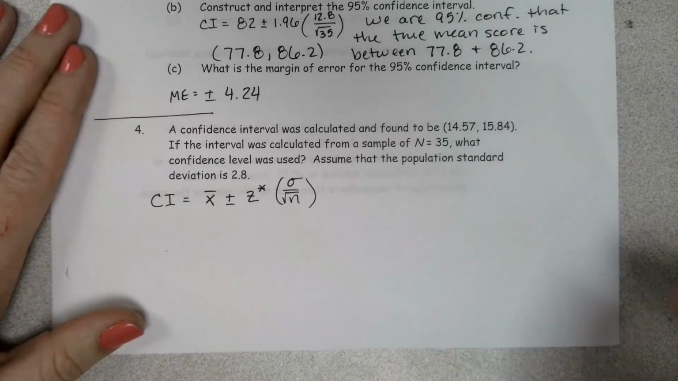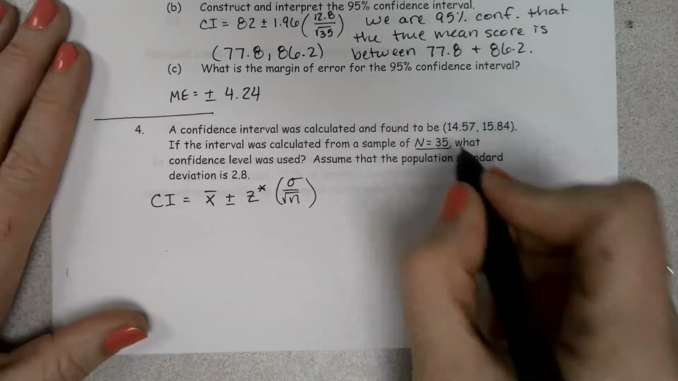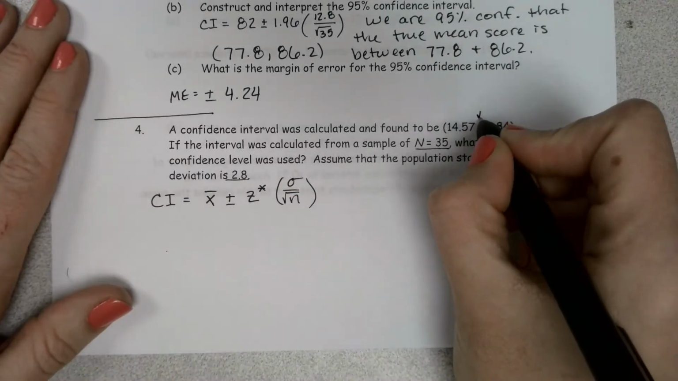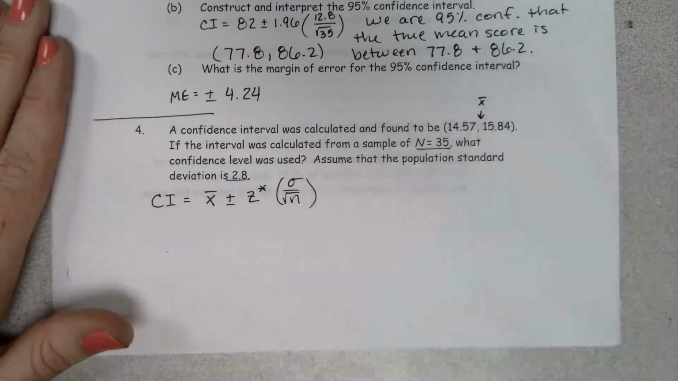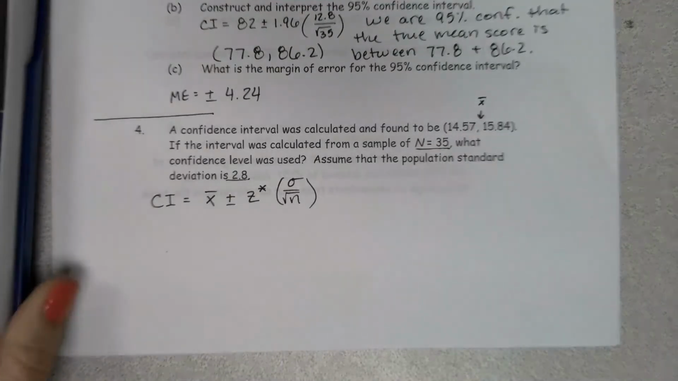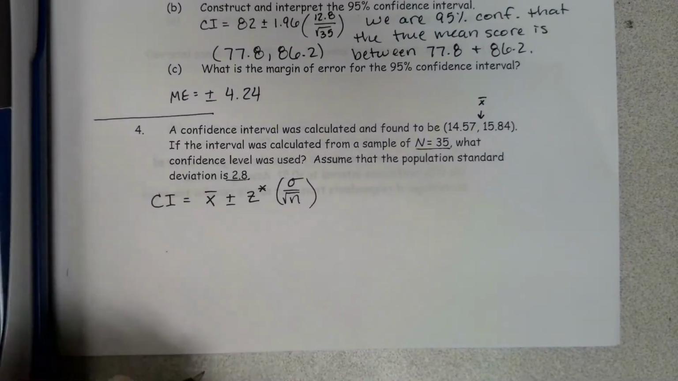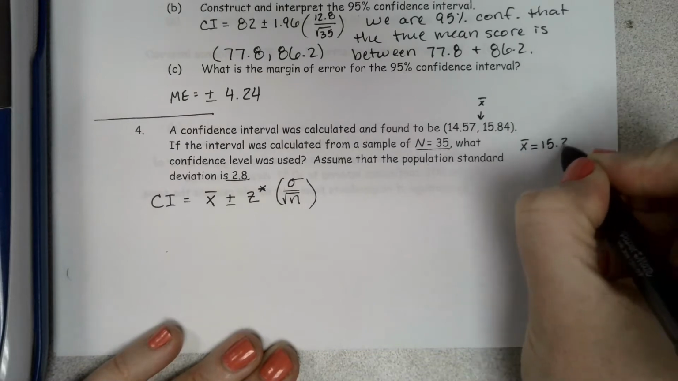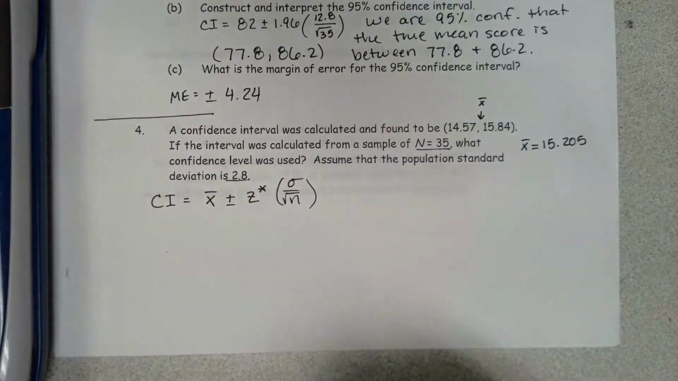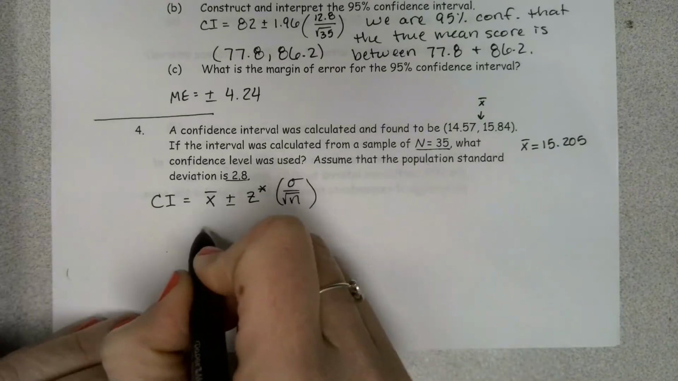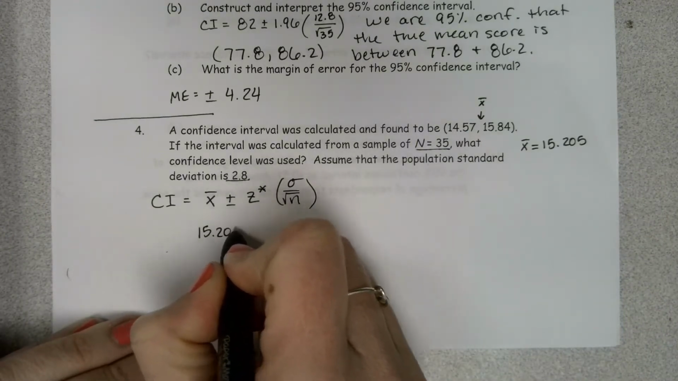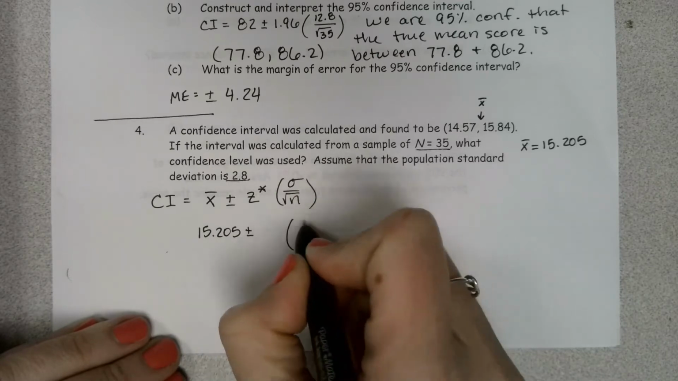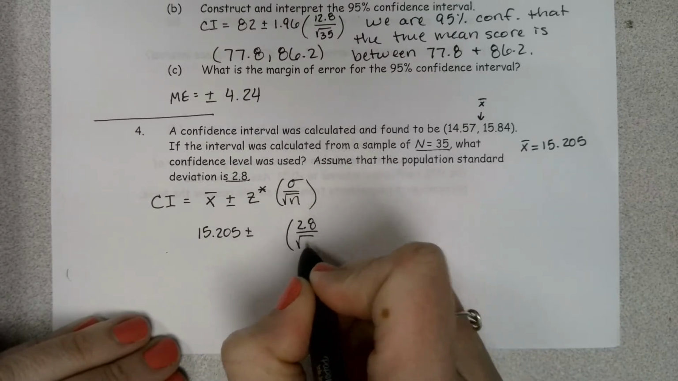So all of the information that we have to fill in: we have n, we have sigma, and we have to remember that x bar is right in the middle of our confidence interval. So the first thing I'm going to do is average those two values to find our x bar value. So I got x bar is 15.205. So when I plug everything in, I have my x bar, I have sigma, and I have n.